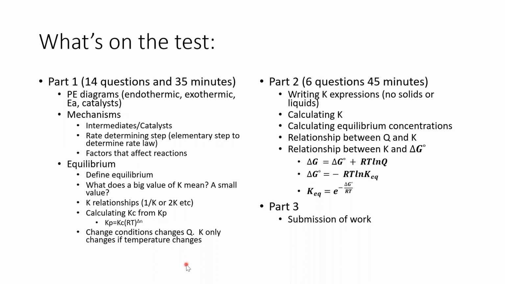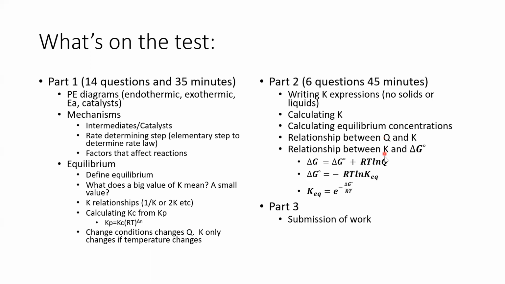Okay, so those are the kinds of things we would see in part 1. Not everything, but it's a pretty good outline of it. In part 2, you have 6 questions and 45 minutes. So make sure that you can write K expressions. Remember that solids and liquids are not included in K expressions. If you're given information about a system at equilibrium, you can figure out the equilibrium concentrations and calculate K. You can calculate Q and decide whether you're at equilibrium or will the reaction shift from the right to the left or left to the right.